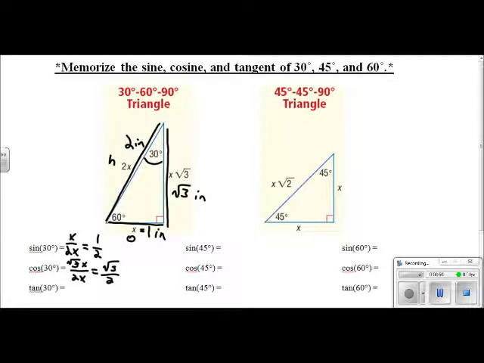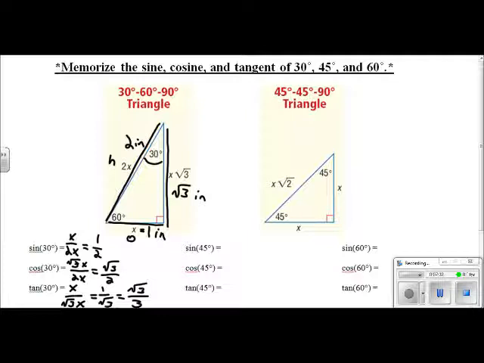And the tangent of 30 degrees, remember, is the opposite over adjacent. So we would say that it is x over root 3x, which we can reduce to 1 over root 3. But we don't want to keep radicals in the denominator, so we have to multiply both the numerator and denominator by square root of 3. So that would reduce to root 3 over 3. So this is our sine, cosine, and tangent of 30 degrees.